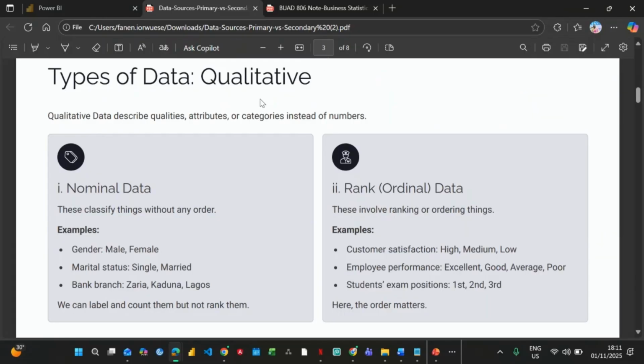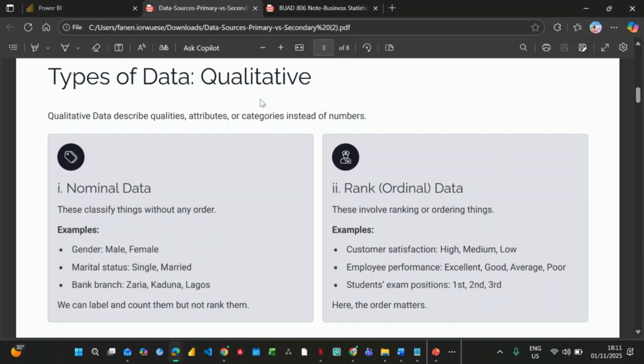Now we move to qualitative data. Remember, these are the types of data; the types of data source are primary and secondary. So now we are looking at types of data: qualitative and quantitative. Qualitative data describes qualities, attributes, or categories instead of numbers. And in this one, they have two types: the nominal data and the ordinal data, or you can call it ranking.